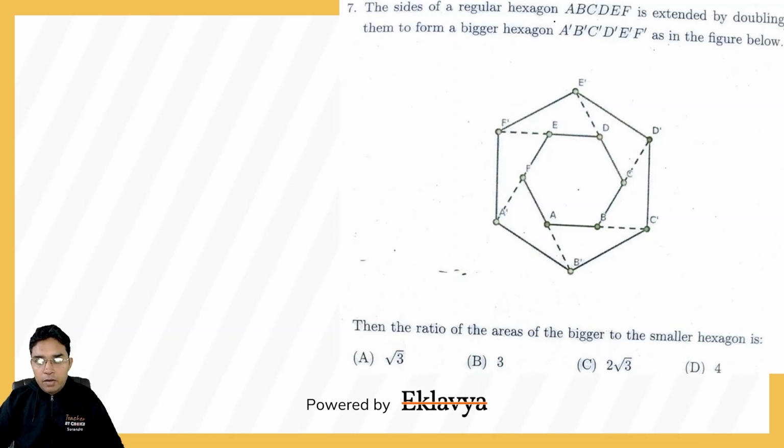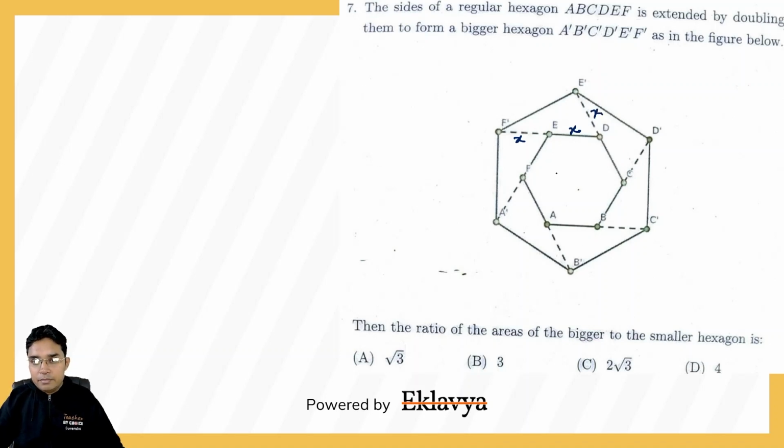The sides of regular hexagon A, B, C, D, E, F are extended by doubling them to form a bigger hexagon. Okay, ABCDEF is a regular hexagon. So let us say this length is x here, and we are extending to form a bigger hexagon as given below. Achha, by doubling them, okay, that means this will also be x. In fact, this CD is also extended, so this will also be x.